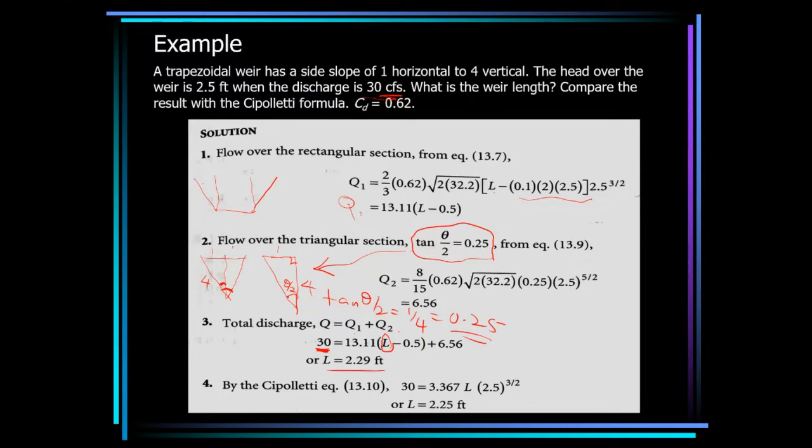And using the Cipolletti weir, because we compare the results with the Cipolletti formula. The Cipolletti formula provides Q equals 3.36 L h to the power of 3 over 2. So Q is provided, we need L. And L, based on the Cipolletti formula, is 2.25. So they agree very closely with the Cipolletti weir, with the Cipolletti-Francis formula, which is an empirical formula.